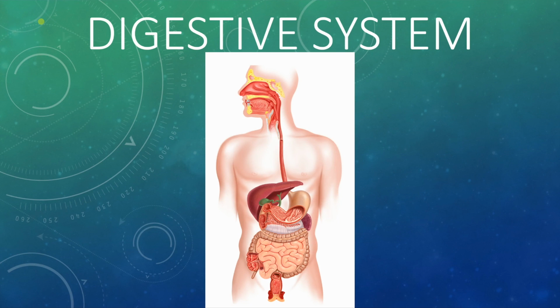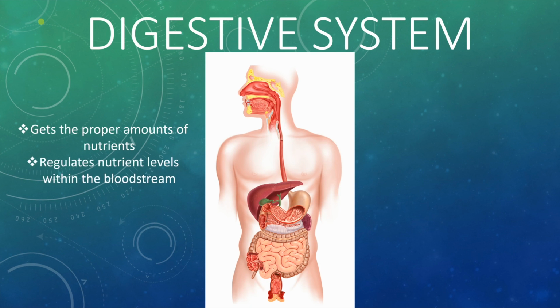Wow, that's a lot of information. Together, all of these organs and processes help to make sure your body gets the proper amount of nutrients and then also regulates their levels within the bloodstream.